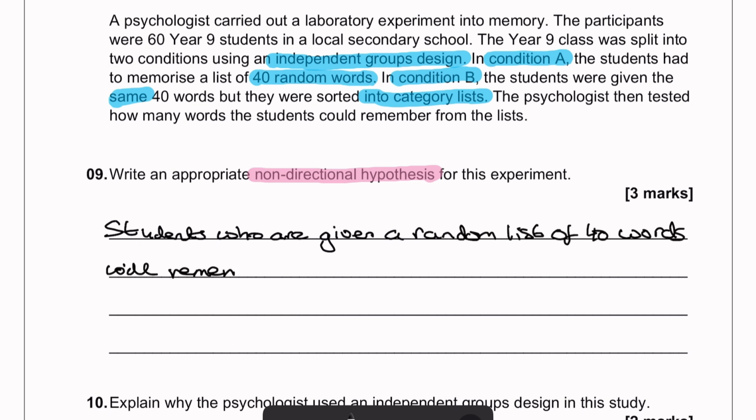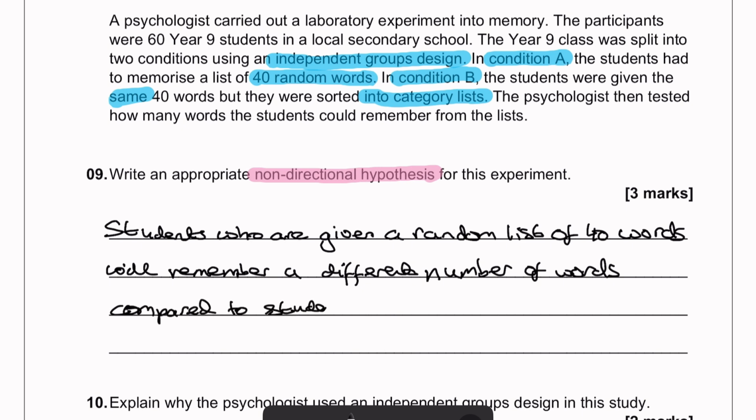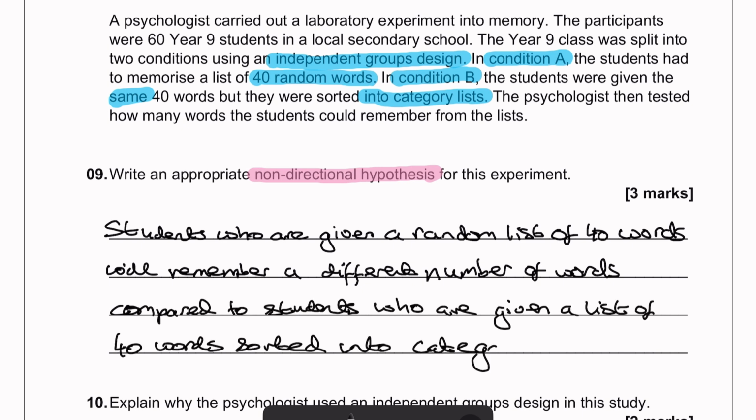Students who are given a random list of 40 words will remember a different number of words compared to students who are given a list of 40 words sorted into categories. Both conditions of the IV are clearly stated: 40 random words and 40 words sorted into categories.